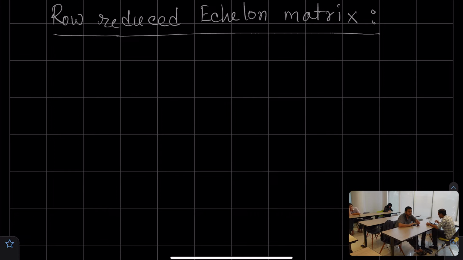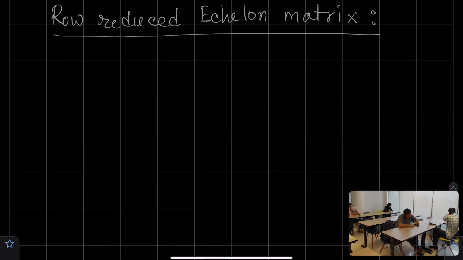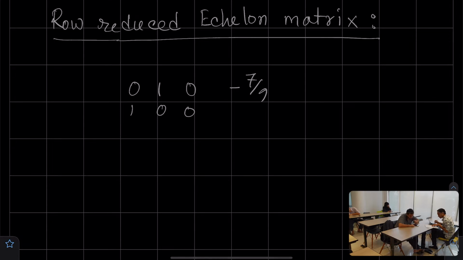and the row reduced matrix from the last example was: 0 1 0 minus 7 over 9, 1 0 0 minus 37 over 9, and 0 0 1 11 over 9.